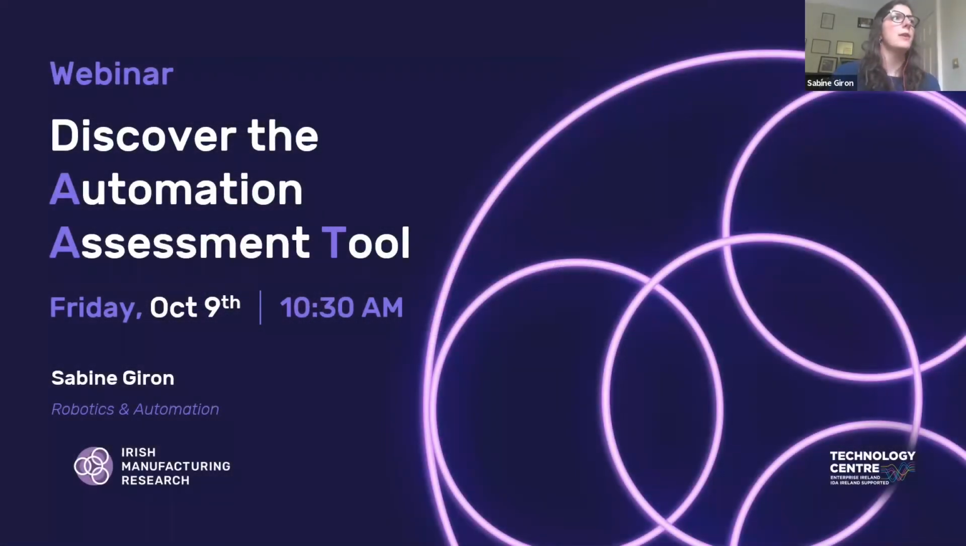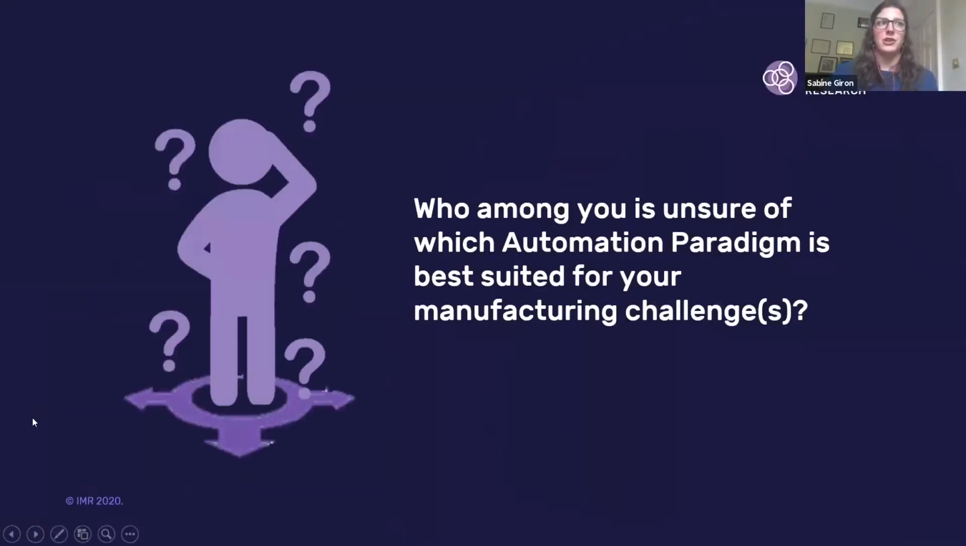Today I'm gonna present to you the automation assessment tool. As Ken presented, it's one of the outputs of the Robotic Executive Committee. I'm just gonna start with one question. Who among you is unsure of which automation paradigm is best suited for your manufacturing challenge?